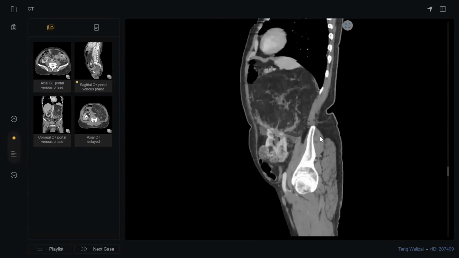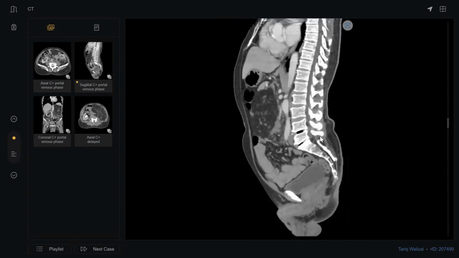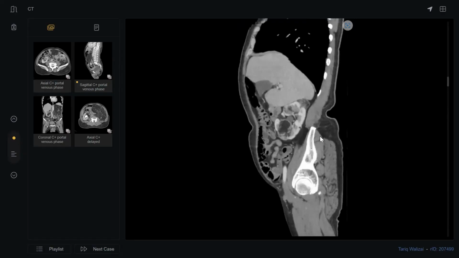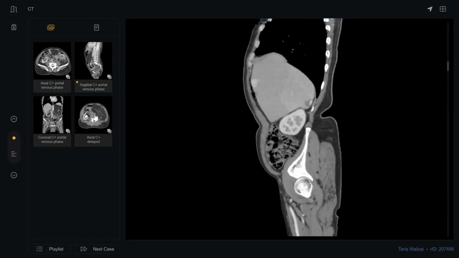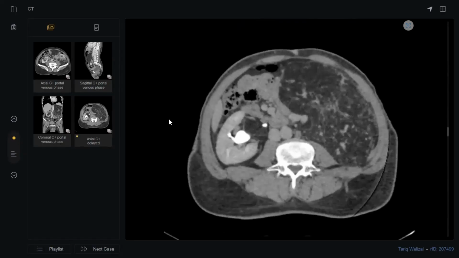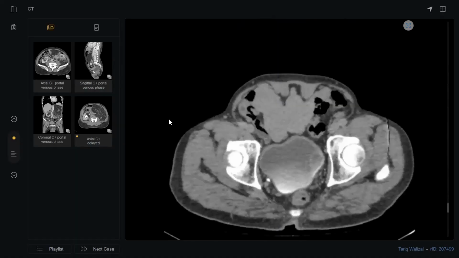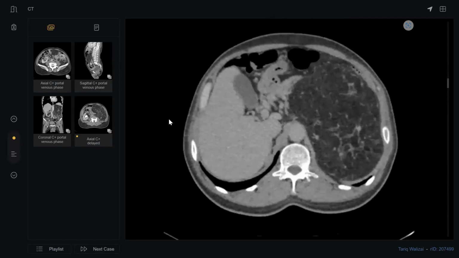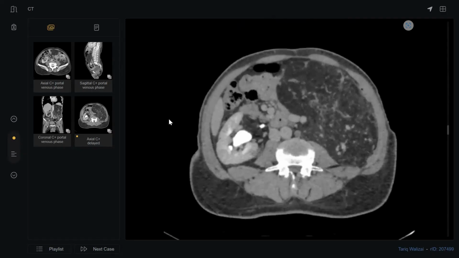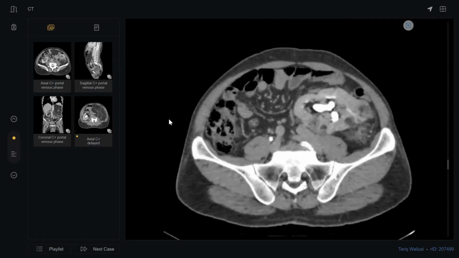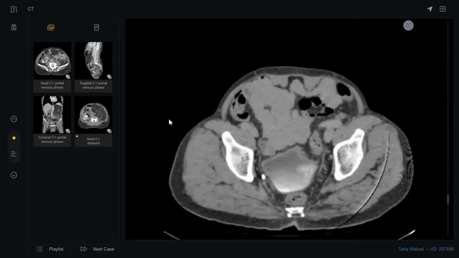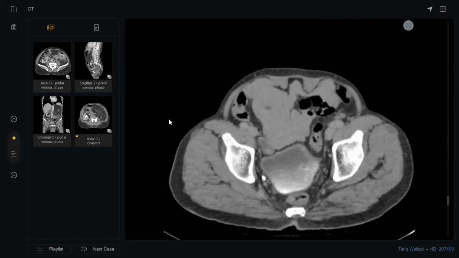I also want to see the axial images to see if there is any evidence of pelvicalyceal system dilatation. The pelvicalyceal system appears normal. There is significant fat stranding noted within the abdomen. I could not find any other abnormality.